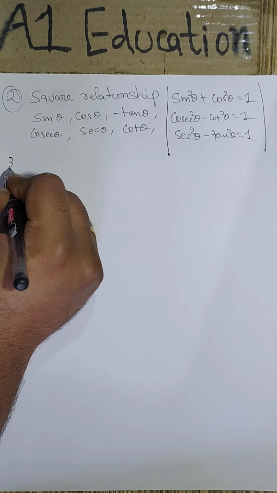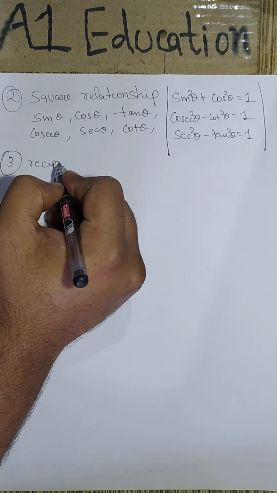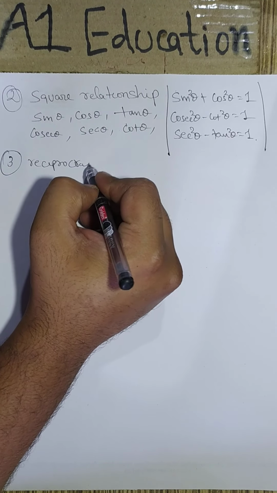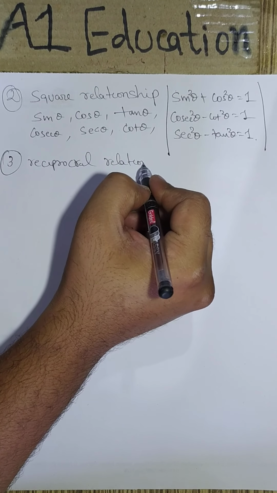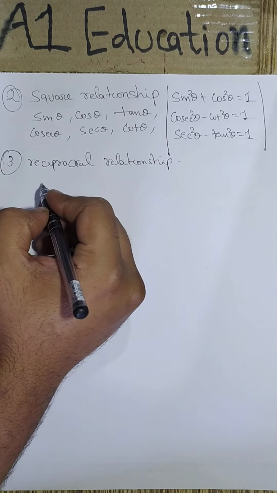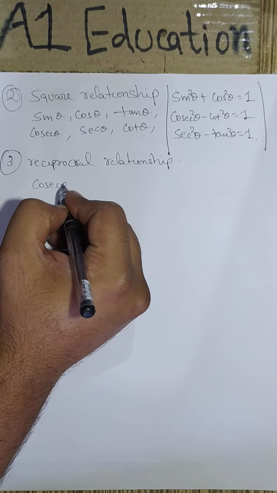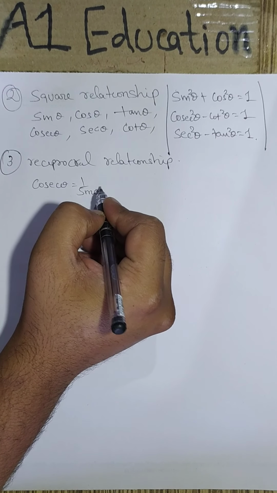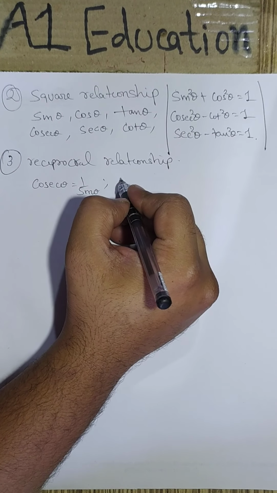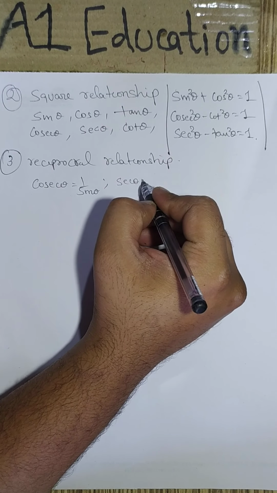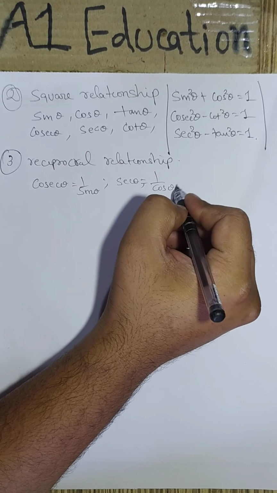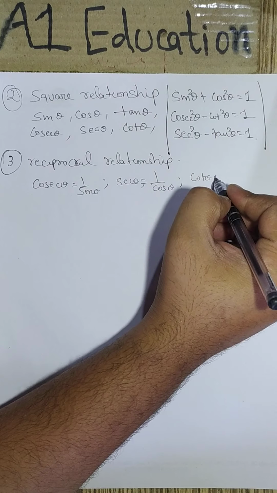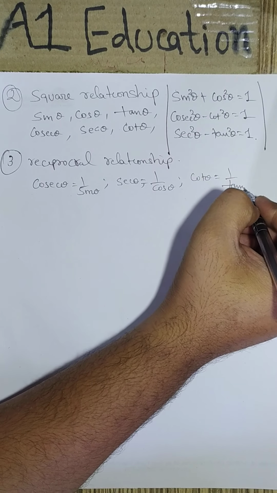The next thing we have is the reciprocal relationship. You must be knowing already that cosec theta is nothing but the reciprocal of sine theta. Sec theta is nothing but the reciprocal of cos theta, and cot theta is nothing but the reciprocal of tan theta.